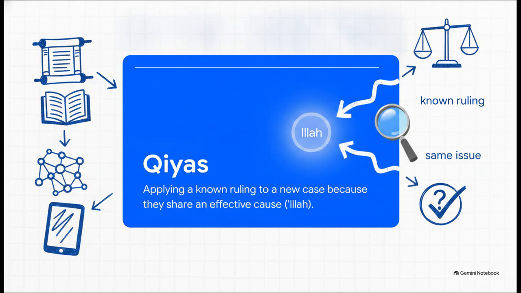What if a scholar is looking at a highly specific, entirely novel situation? Well, this brings us to the fourth foundational source, Qiyas, which translates to analogical deduction. Qiyas is a remarkably strict, logical formula. It basically allows scholars to bridge ancient precedents with contemporary issues by identifying an illah, which is the effective cause, or sort of the active ingredient behind a law. If the new issue shares that exact same trigger, it inherits the exact same ruling.